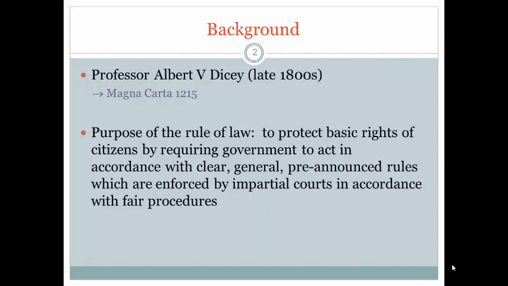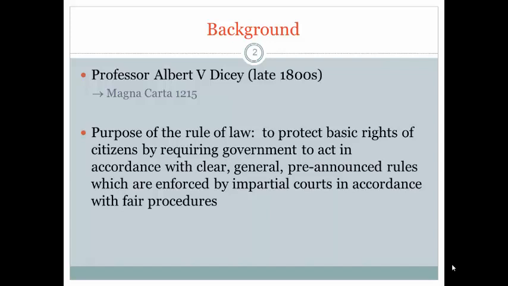Professor Albert Venn Dicey, who was an influential British constitutional lawyer, or English as he preferred, brought the idea of the rule of law to the fore in the late 1800s. But this idea of rule being constrained by law goes far back, to the Magna Carta in 1215, where the rule of law as a concept was set as the basis of the state.